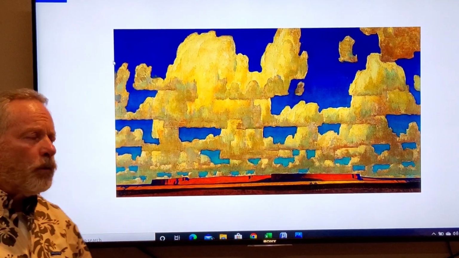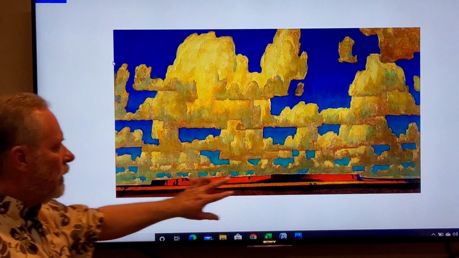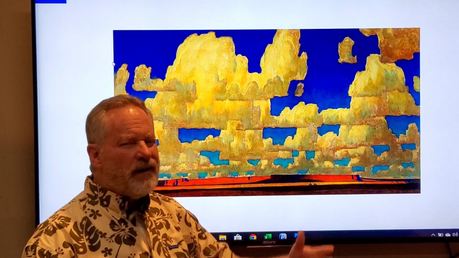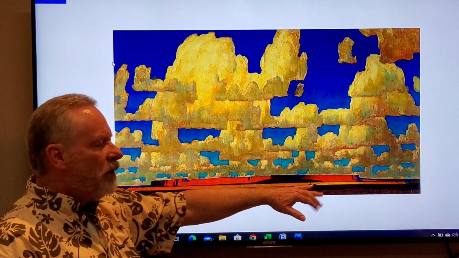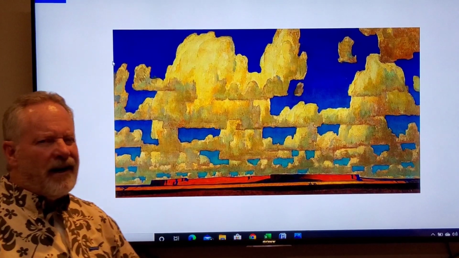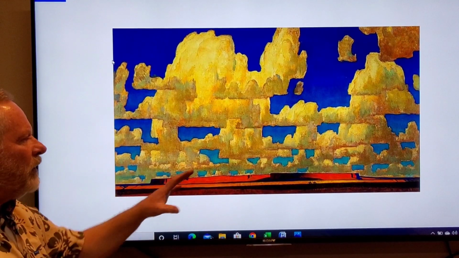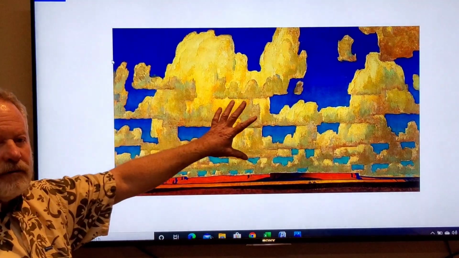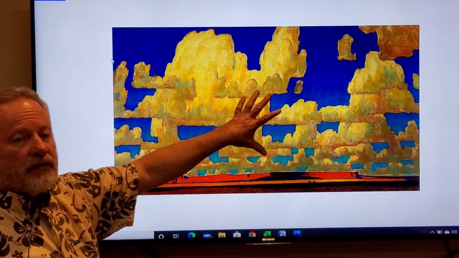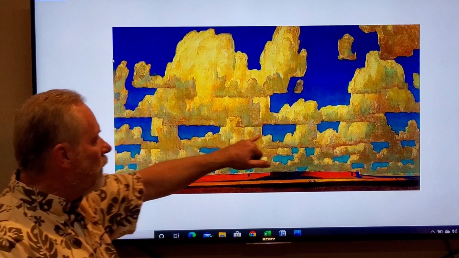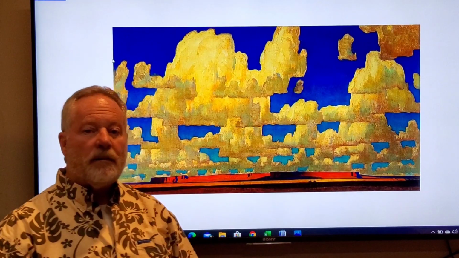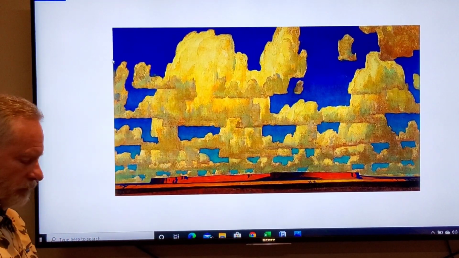This is called Cloud World. Now there is a strip of ground here, but it's insignificant. It even has two men on horseback. That's very insignificant for this painting. What's important is the clouds. So the clouds become the positive space, and all the sky in between becomes the negative space.